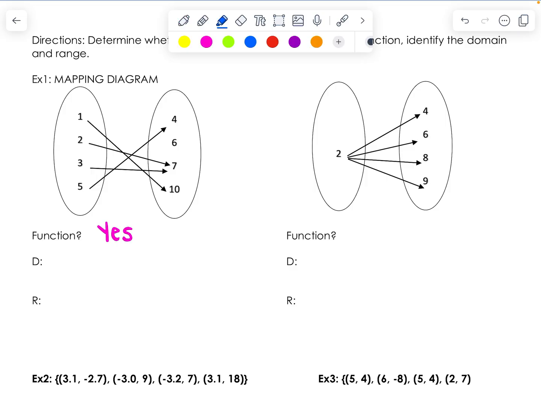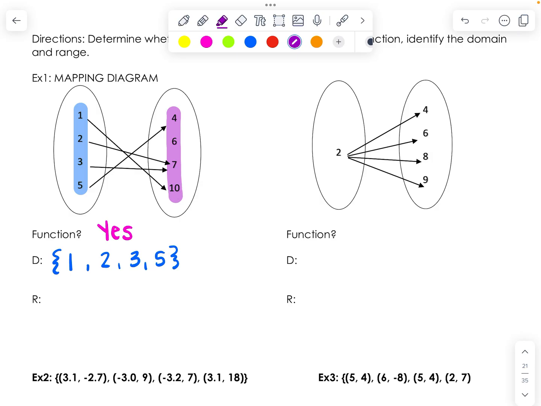And remember, to write our domain, we're just listing all of our x values from smallest to largest. So we have x values of 1, 2, 3, and 5. And then we're going to list our y values, which make up our range. So since our range is our y values, that's going to be 4, 6, 7, and 10.